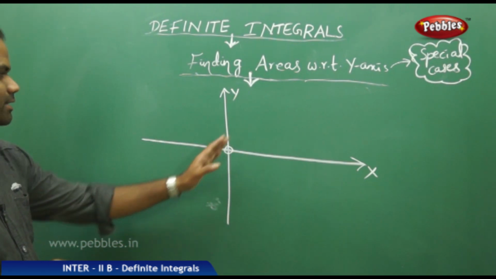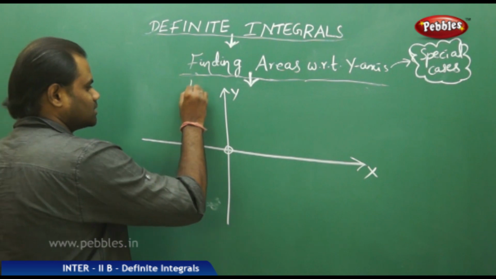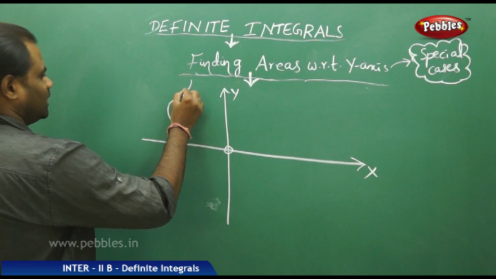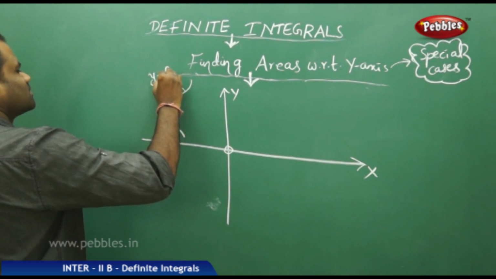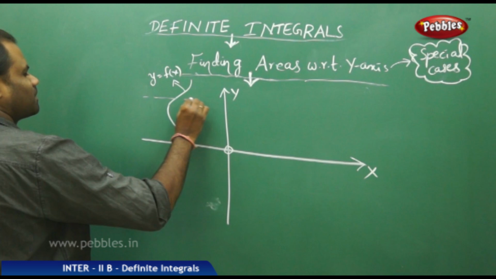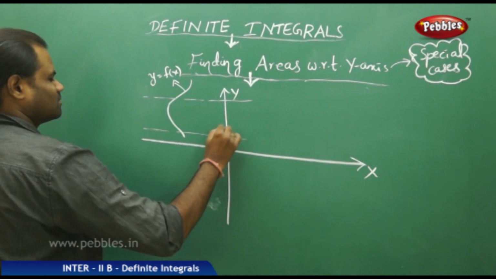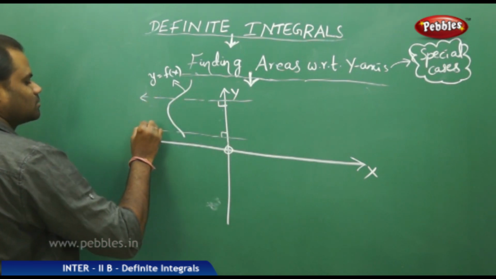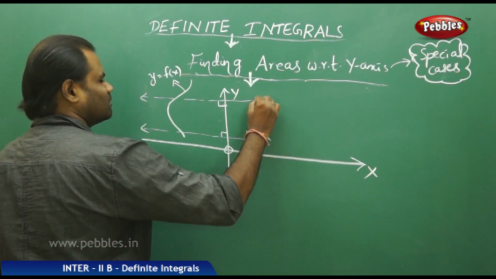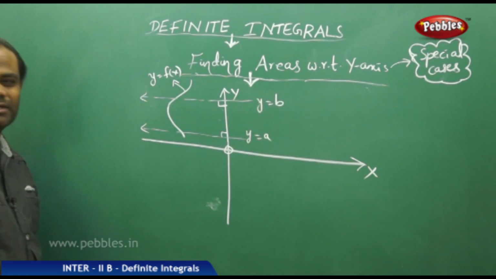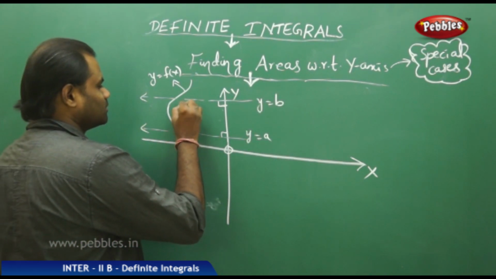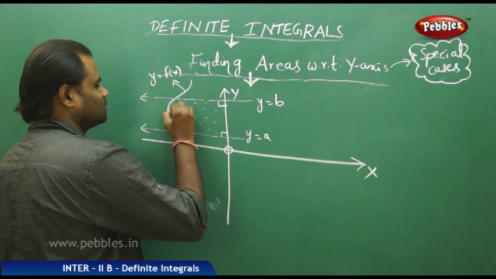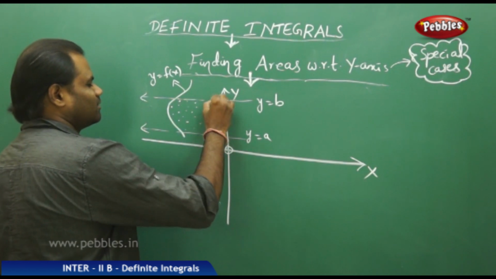So in this case, let's see what happens if the curve is somewhere here. That is, if I have this curve y equals f of x with the bounds y equals a and y equals b, then in this case I get my shaded region on the second quadrant, that is, on the negative side of x.